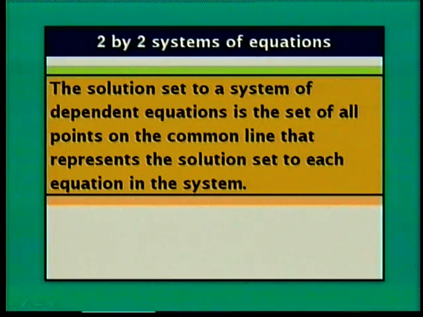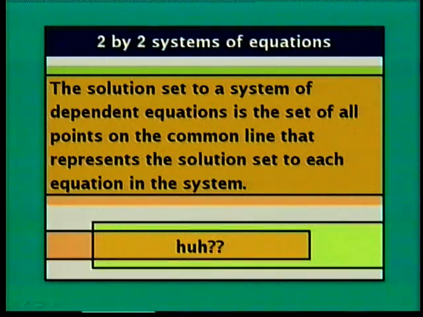Now I can remember being in math class and my teacher throwing a sentence like that up on the board, and my reaction was sort of along these lines. Huh? So, let's see what these words mean.